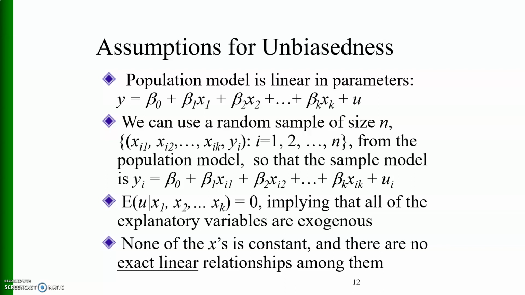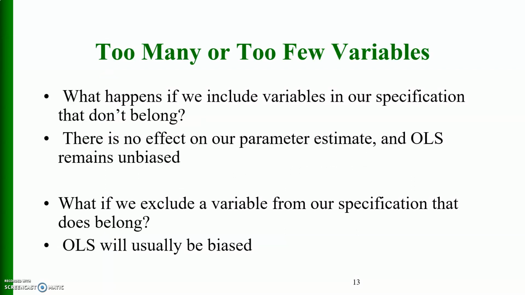The population model is linear in parameters. We can use a random sample of size n, xi1 up to xik, yi, where i varies from 1 to n, from the population model, so that the sample model is given by this equation. The expected value of u given x1, x2 up to xk is equal to 0, which implies that all of the explanatory variables are exogenous. None of the x is constant, and there are no exact linear relationships among the x variables.